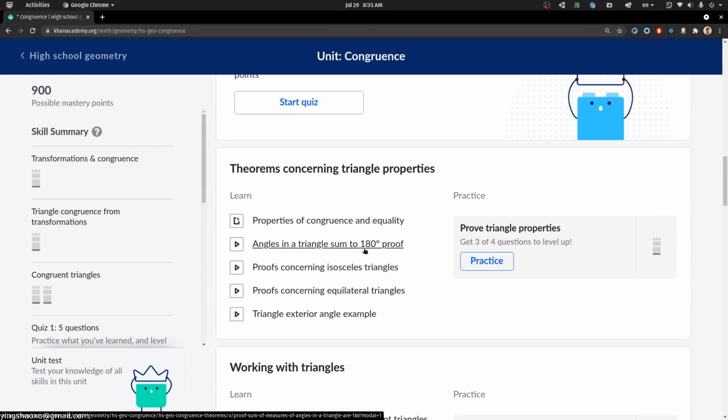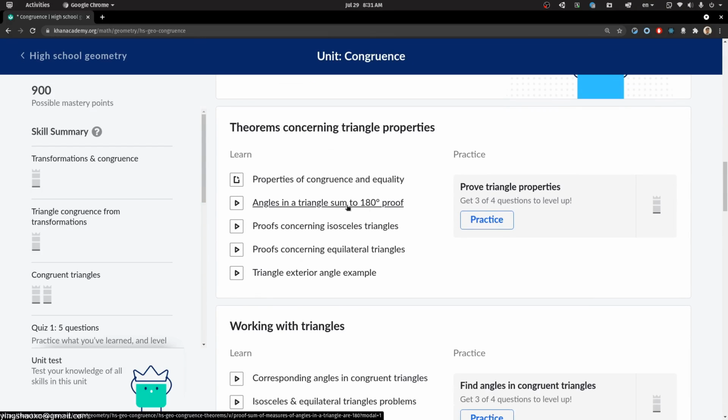Angles in a triangle sum to 180 proof. You know what? Back in school, we will treat this as a rule to memorize, but we never know why. It always sums up to 180 degrees.